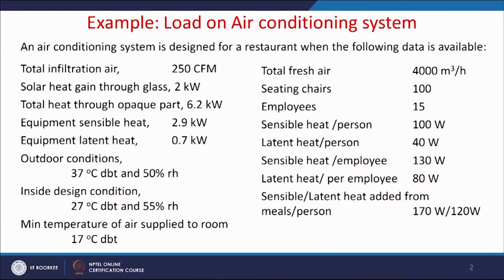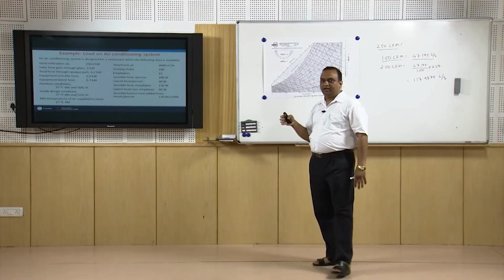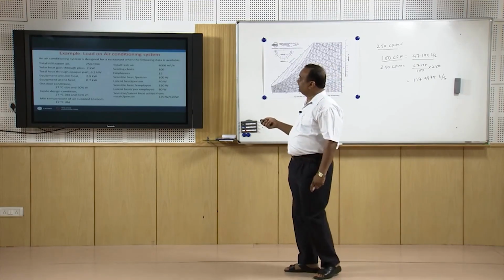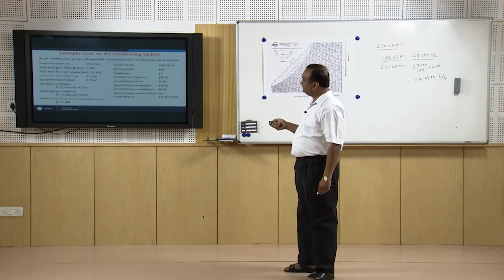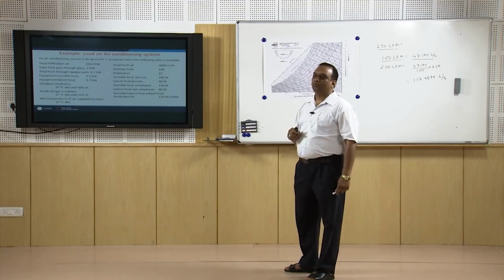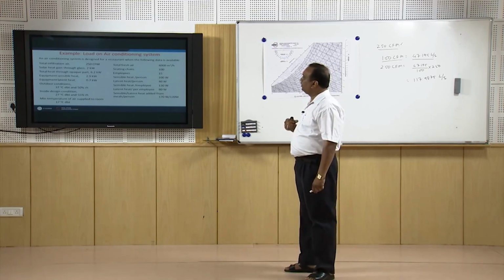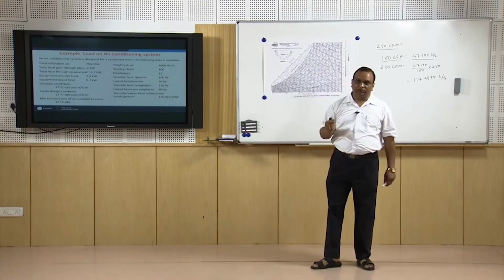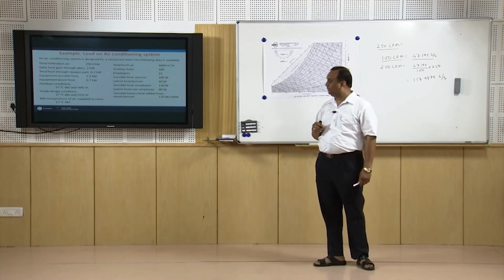There is a solar heat gain through glasses. So in any building, the entire building is not opaque. Part of the building has fenestration, and this fenestration mainly consists of the glasses, and the solar heat gain through glasses is equivalent to 2 kilowatts. Then there is total heat through the opaque part, meaning walls, ceiling and floor of the building.